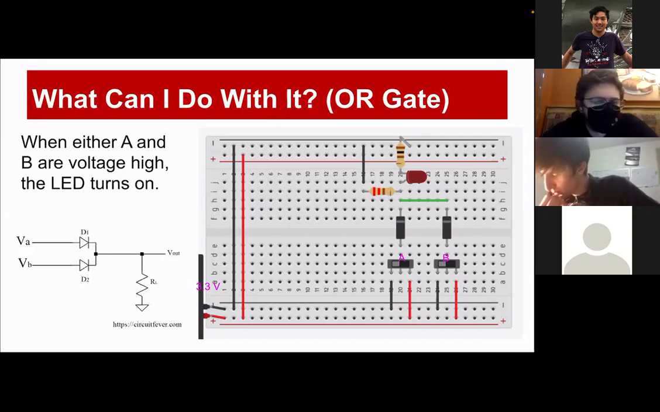All right, got it working. Awesome, good.